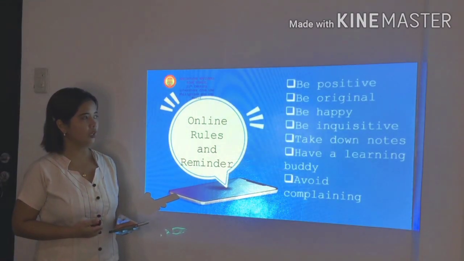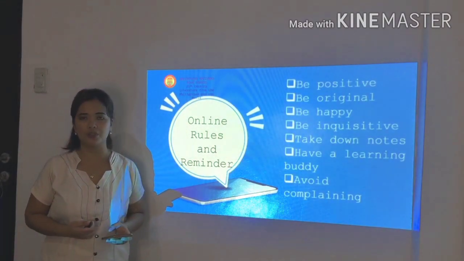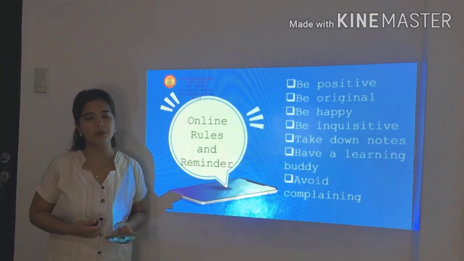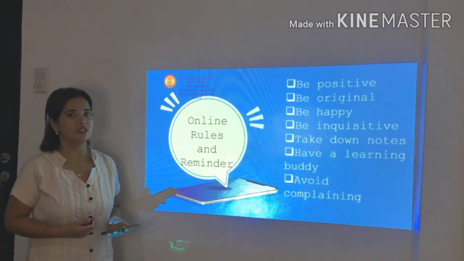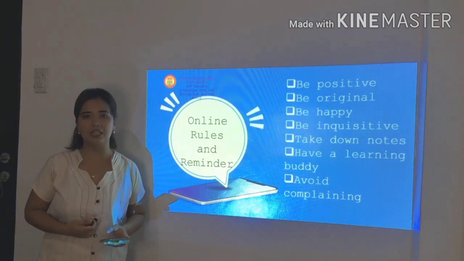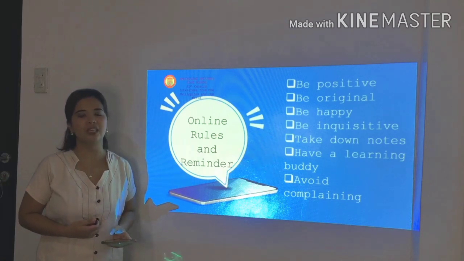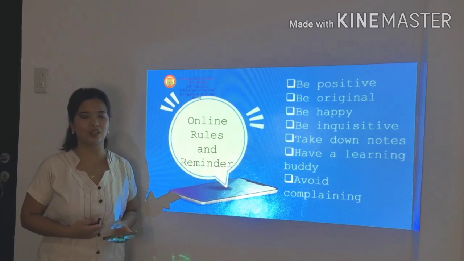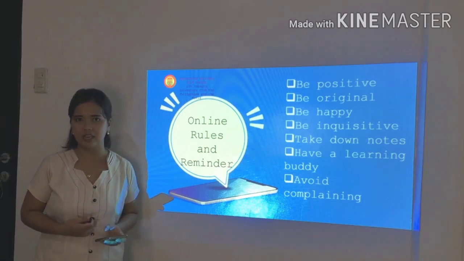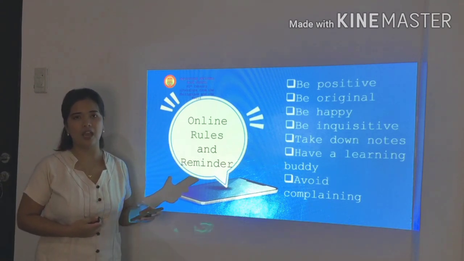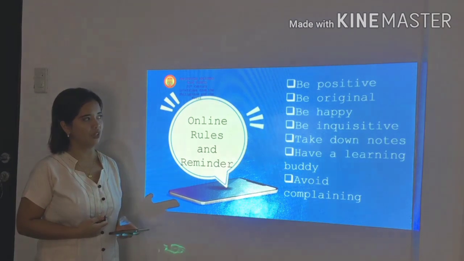Another online rule and reminder for our 21st century literature is about being positive and being happy. So try to be positive and be happy in our class. I want my students to be happy in my 21st century literature and not take my subject as a burden, okay? So if you're having a hard time dealing with my subject, just tell me and ask me, and then we can do an arrangement on it.